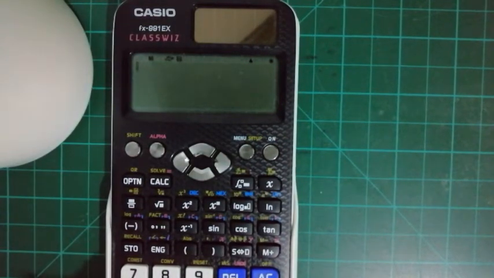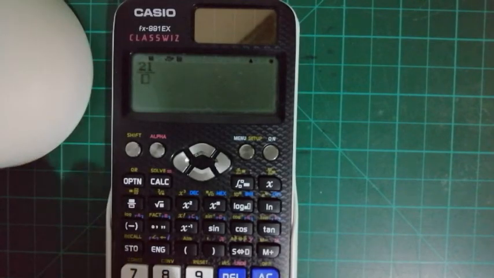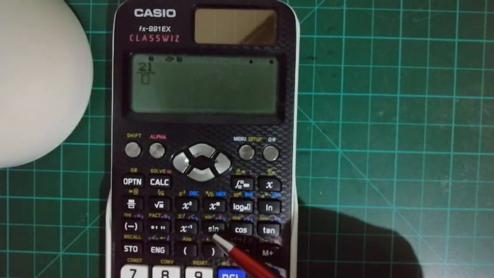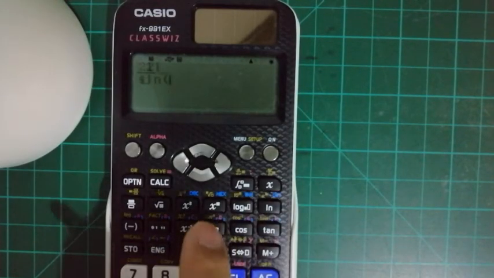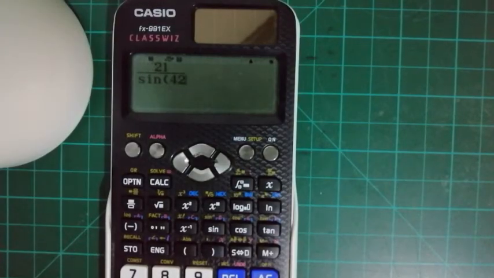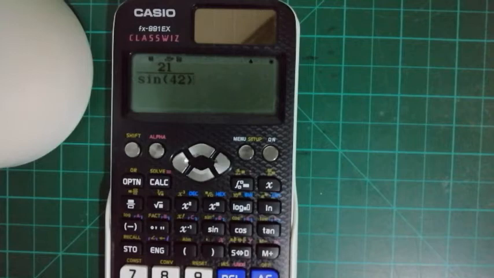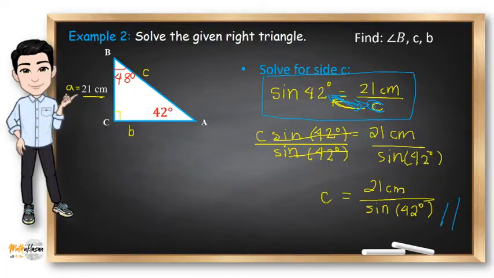In our problem, we need to divide 21 with what? Sine. So, ang sine, mga trigo functions, nandito lang sa banda rito, sine, cosine, and tangent. So, in this case, we need to use sine and then we need to type 42. Well, pwede nyo lagyan ng degrees dito, pero kung naka-degree mode naman kayo, kahit wag nyo nang lagyan ng degrees, pwede naman. So, the answer is 31.38. So, the value of C is 31.38 centimeters.